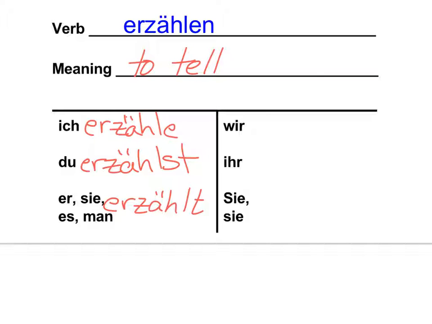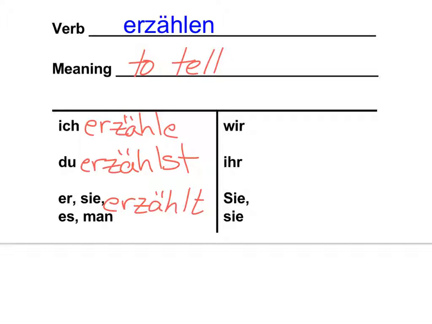Yeah, that was kind of pathetic. In fact, we're going to keep doing it until everybody does it. Erzählt. If your lips move, then I can tell you're saying words. Your lips don't move, which is fascinating to me. Okay. Try it again. Erzählt. That time your lips moved. Good. Moving on to the wir form.